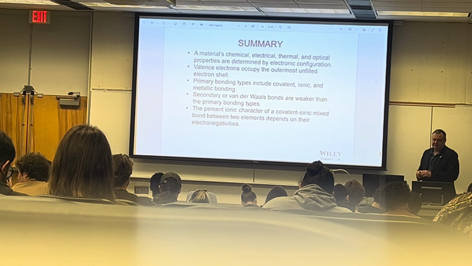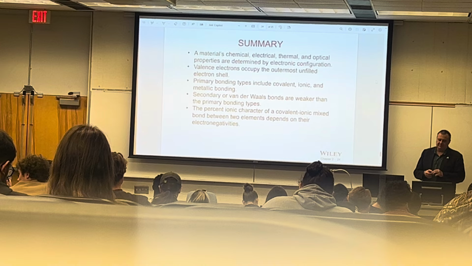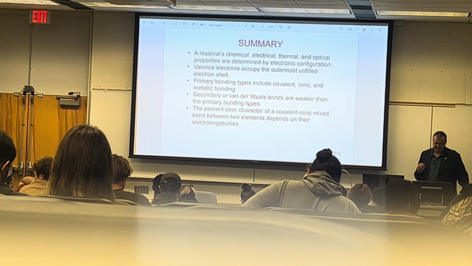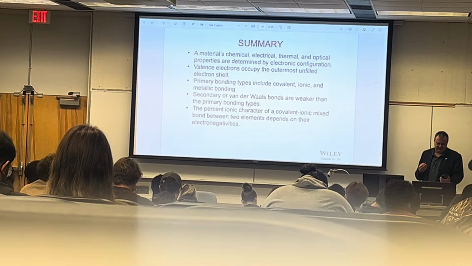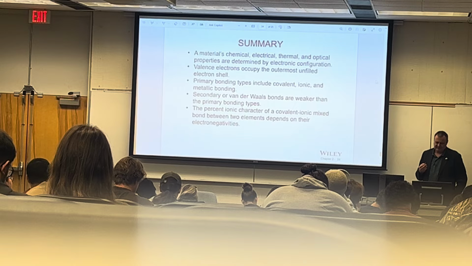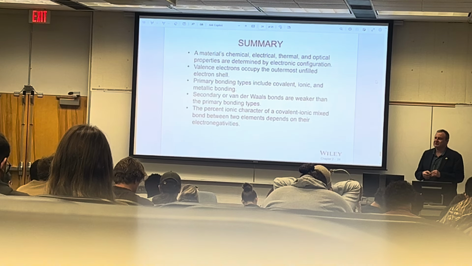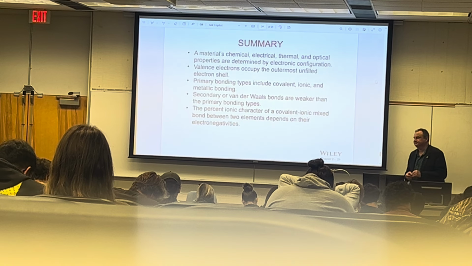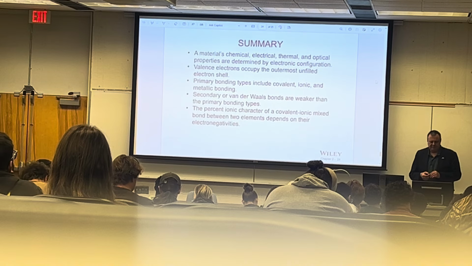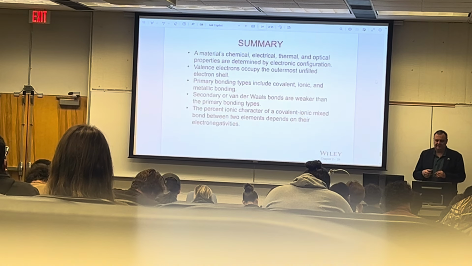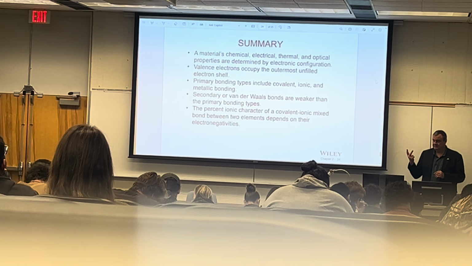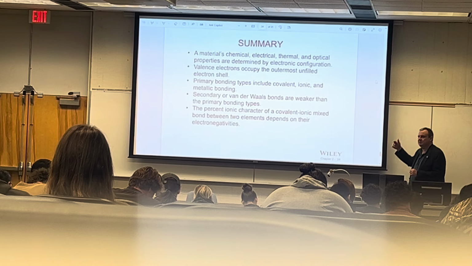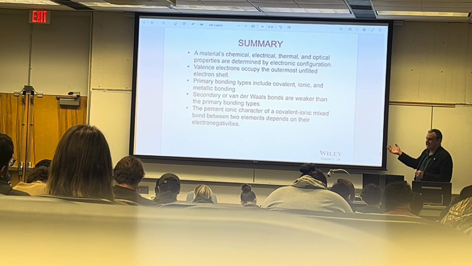Materials' chemical, electrical, thermal, and optical properties are determined by their electronic configuration. The valence electrons occupy the outermost shells that are unfilled. The primary bonding types include covalent, ionic, and metallic. And this is actually what is determining the class of material.